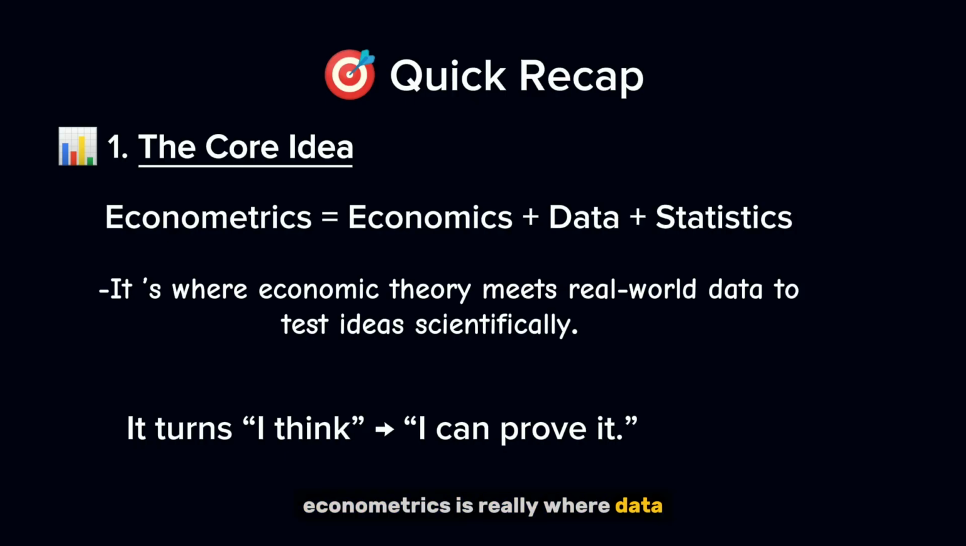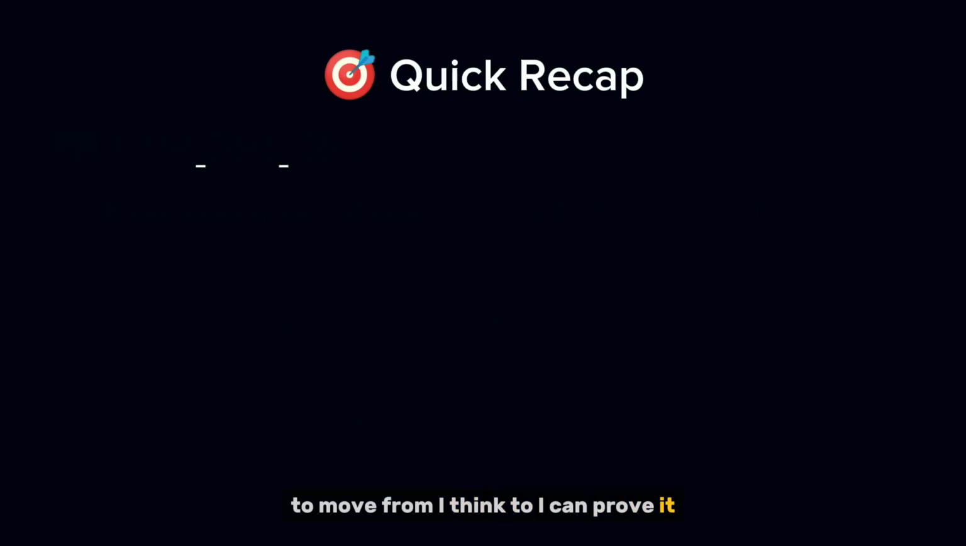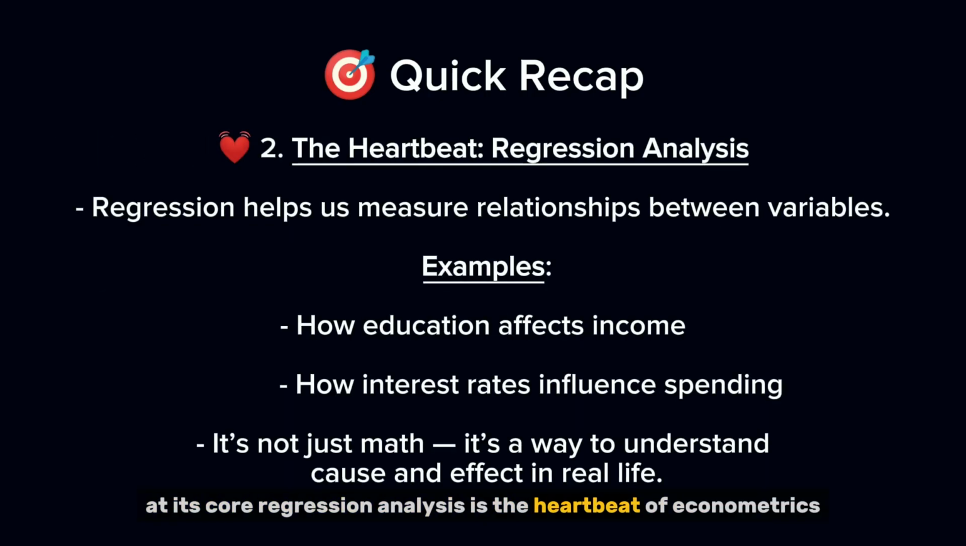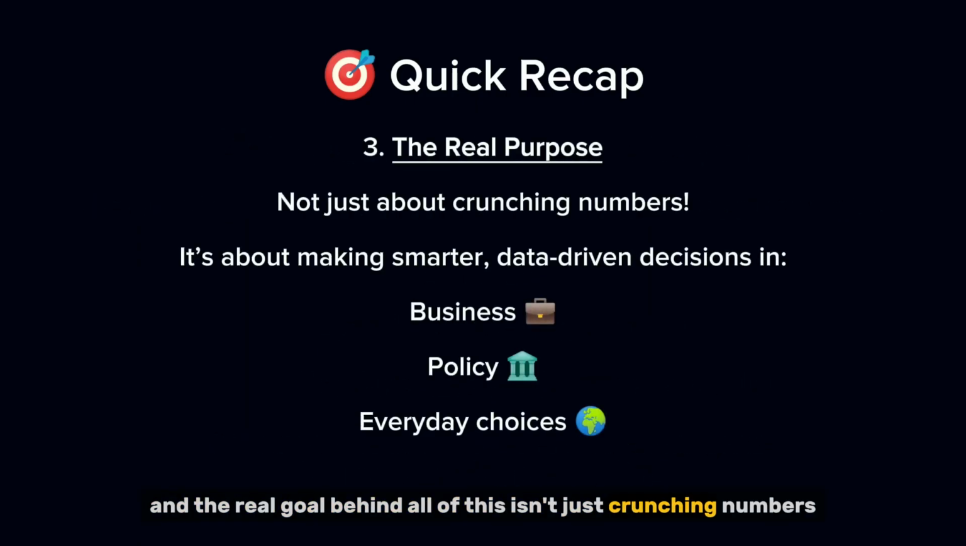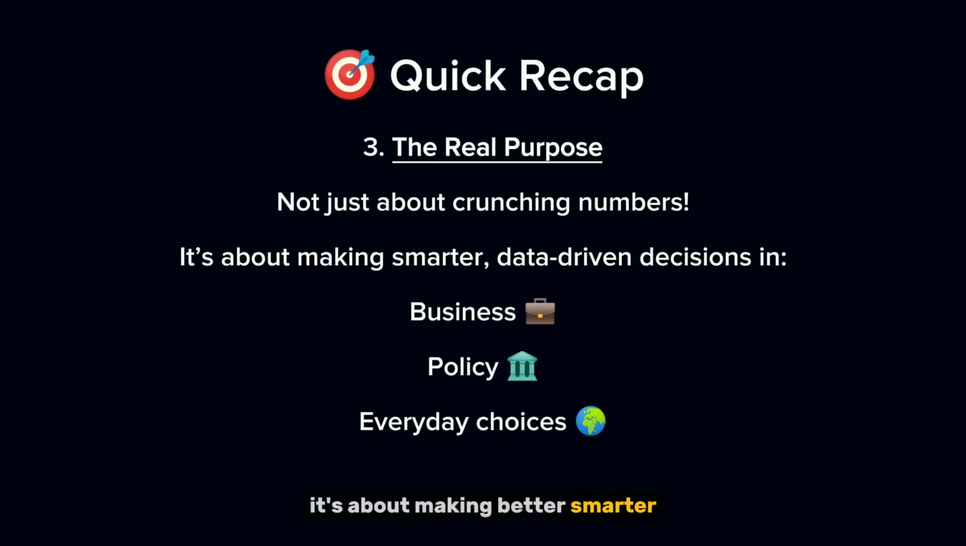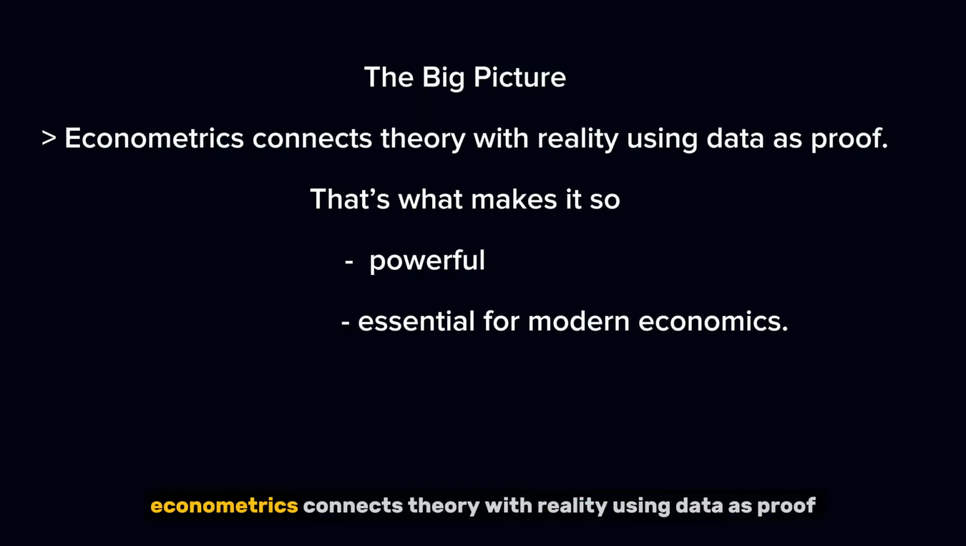So let's bring everything together. Econometrics is really where data, economic theory, and statistics meet. It's the toolkit economists use to turn ideas into evidence, to move from "I think" to "I can prove it." At its core, regression analysis is the heartbeat of econometrics. It's how we measure relationships, like how education affects income, or how interest rates shape spending. And the real goal behind all of this isn't just crunching numbers. It's about making better, smarter, more evidence-based decisions in the real world. So to put it simply, econometrics connects theory with reality, using data as proof. That's what makes it so powerful.